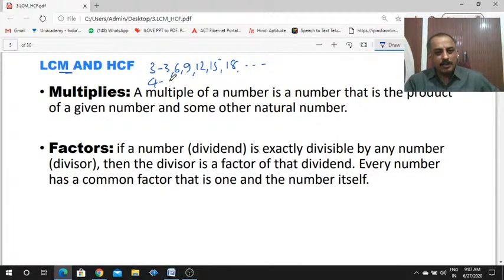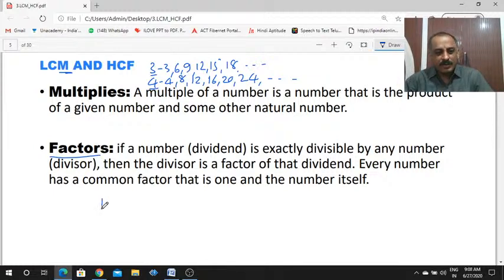Tell me what are the multiples of 4? 4, 8, 12, 16, 20, 24. These are known as multiples of 4. Any number multiplied by natural numbers gives multiples of the given number. Now you know what multiples are. Now tell me what factors are. Take any number, that number has infinite, unlimited multiples.